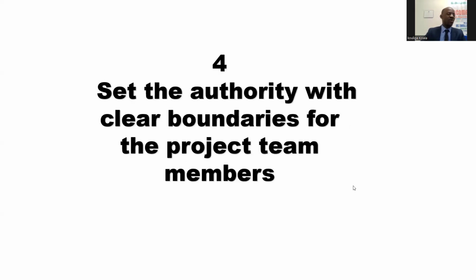All right, number 4, set the authority with clear boundaries for the project team members. So I talk about having the project manager. I hope you're following me. You have the project manager, and then you have the project team. The manager is the one at the top, with the authority to oversee everybody else. So the roles need to be very clear. The responsibilities need to be clear.